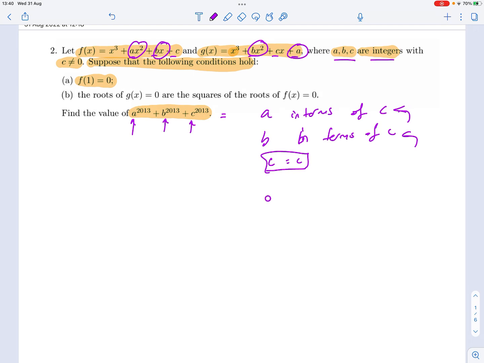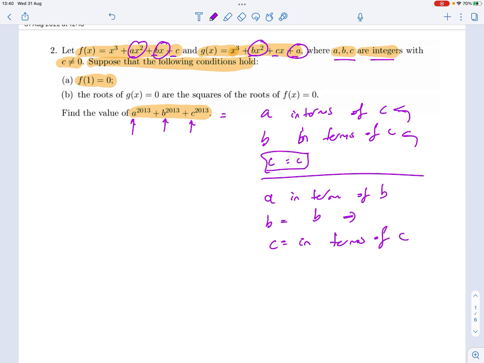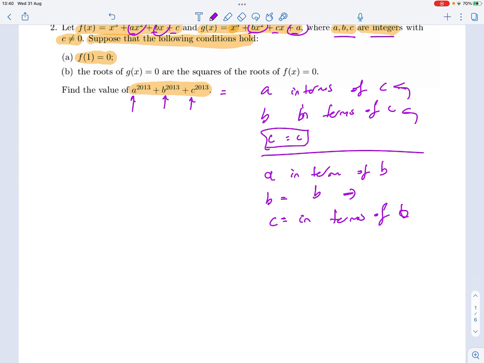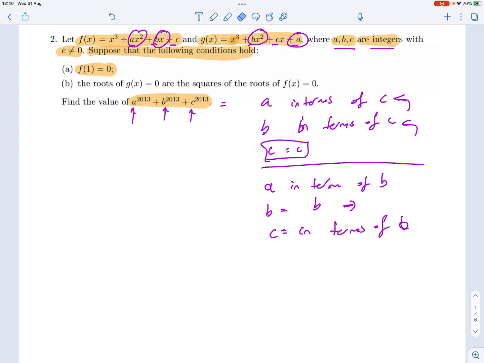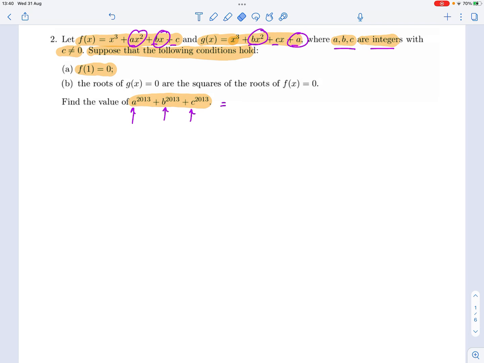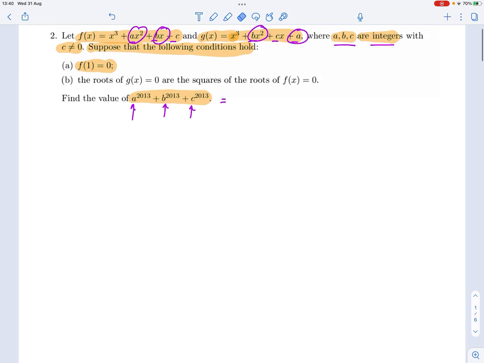Or you could try and write a in terms of b, b is b, and c in terms of b. We're writing all in terms of b. Or vice versa, you can write every other constant in terms of b except a. But what I'm going to do is write every constant in terms of c except the constant c. So first of all, what do we have?